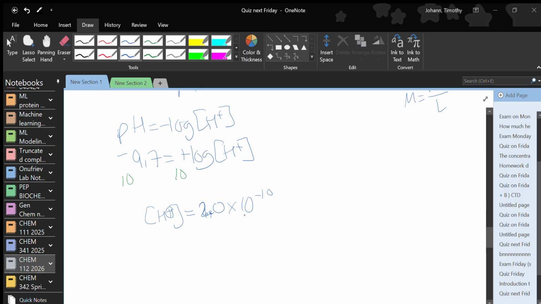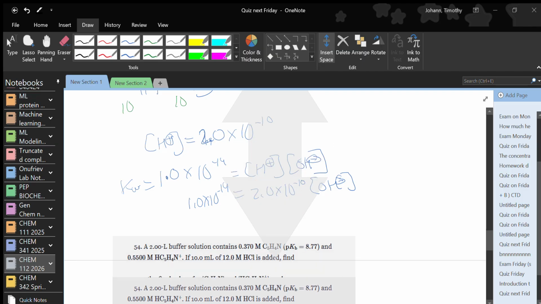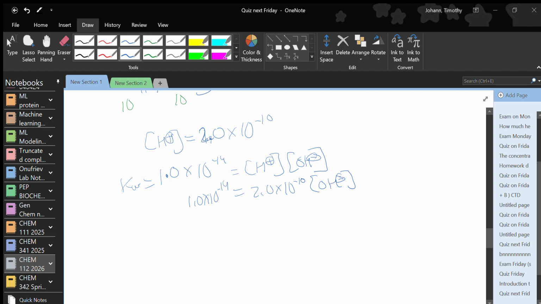Other people get that? Okay, and now I need to figure out my OH concentration. Remember that I could look up at the top of my test and get the number for Kw, right? Kw for water is equal to 1.0 times 10 to the negative 14, which is equal to H plus concentration times OH minus concentration, right? And so I've got my H plus concentration now, 2.0 times 10 to the negative 10th times OH minus concentration is equal to 1.0 times 10 to the negative 14th. And then I can just divide this.